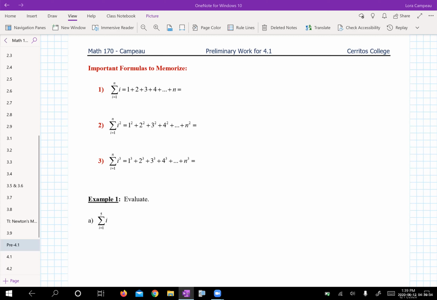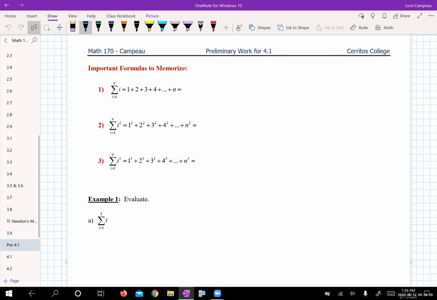And before I start chapter 4, I want to go over a little bit of preliminary work that might help you with some of the ideas and the analytical geometry that's involved with these problems. So, having said that, let's look at some summation formulas that we want you to look into memorizing. See if I can help you out with this.